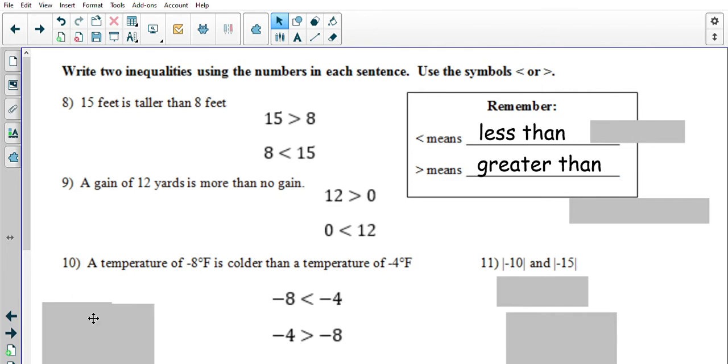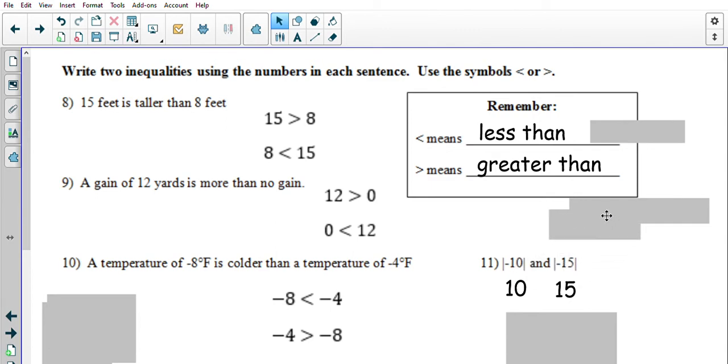So let me slide that over. Good. For number 11, it's a good idea here to first figure out what each of these are equivalent to. The absolute value of -10 is 10. The absolute value of -15 is 15. So I'm going to write it using the absolute value bar since that's what is originally given to us.